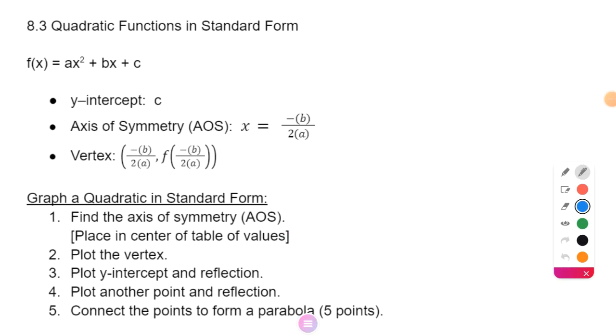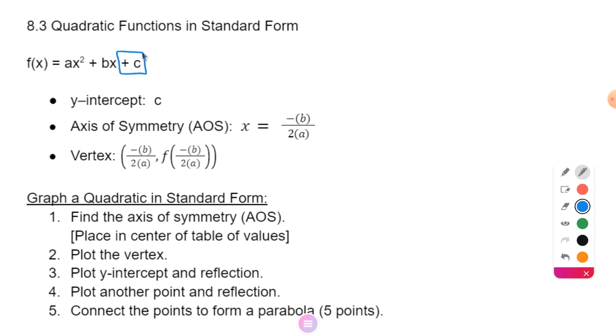All right, 8.3, quadratic functions in standard form. ax squared plus bx plus c. That should look familiar from when we factored in topic 7. That is exactly the same format we had. It's called standard form. So the y-intercept is very visible in this form.